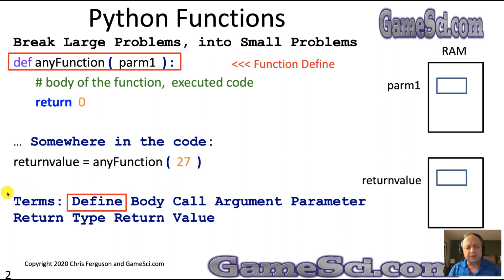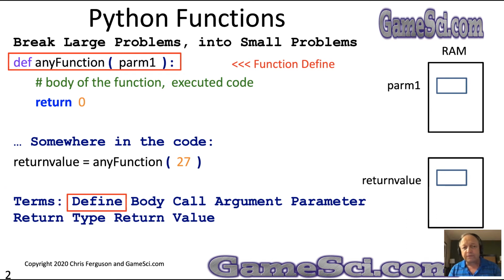In order to understand functions, you have to learn a set of terms that describe functions. Now down below you'll see a set of terms: define, body, call, argument, parameter. We will go through each and every one of these terms, but as we are boxing the term down here, we'll box out the corresponding thing up above when we're actually writing the function. So let's start with the term define.